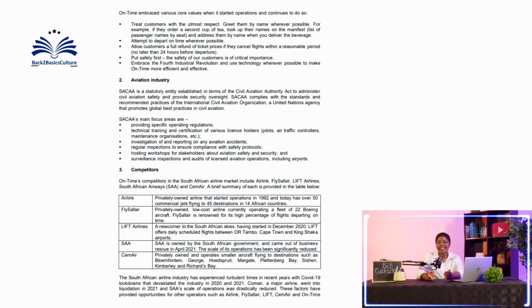So starting with Airlink, they say it's a privately owned airline that started operations in 1992, and today it has over 50 commercial jets that fly to over 45 destinations and 14 African countries. Okay, this is not story time, so we're not just going to read that and pause. We pause and then ask ourselves, what does it mean for us as On Time? It's privately owned. Is it similar to us? Is it different to us? Because it's going to help us determine where we're at and how we can move forward.